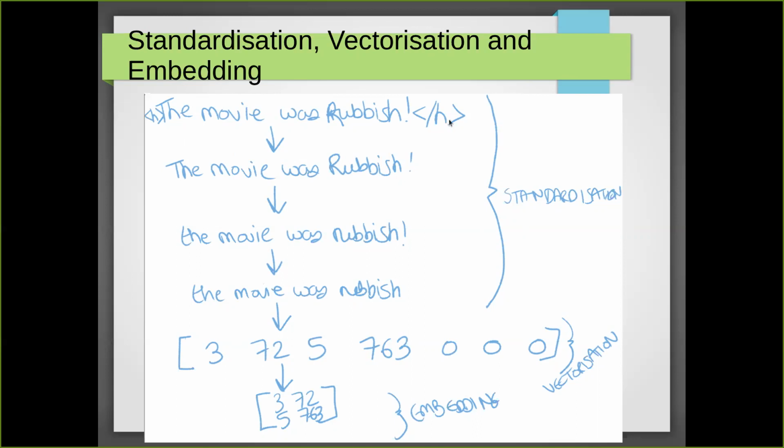So we remove the HTML tags, and then we'll make everything lowercase. So we'll remove the capital letters, and then we'll remove the punctuation. And once we've done all that, that's our standardization, where we've cleaned up the text.